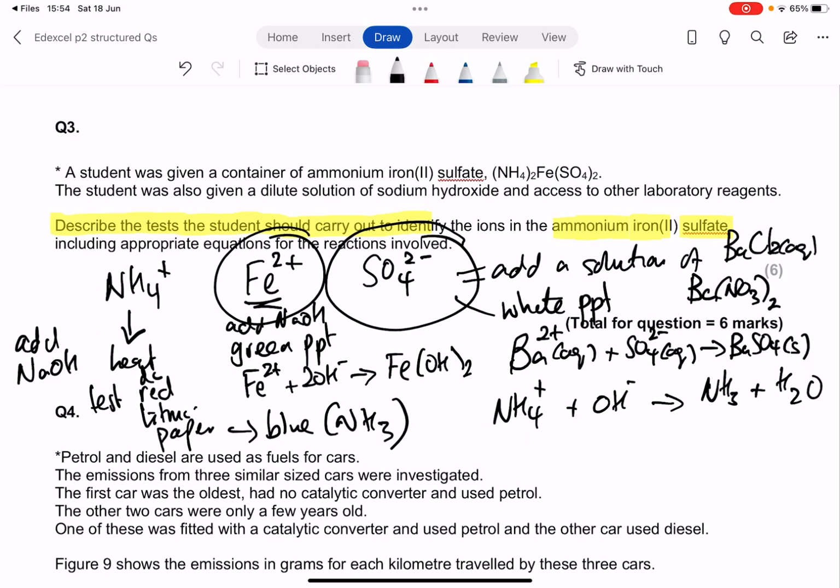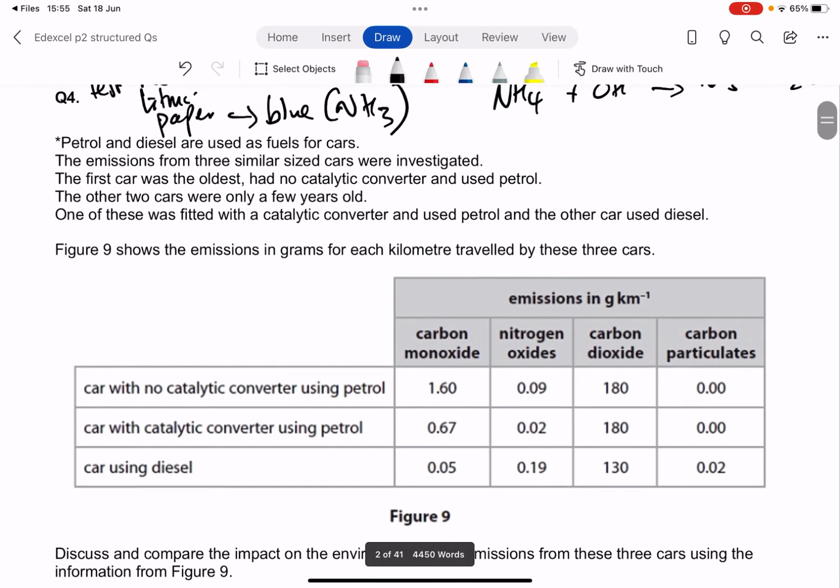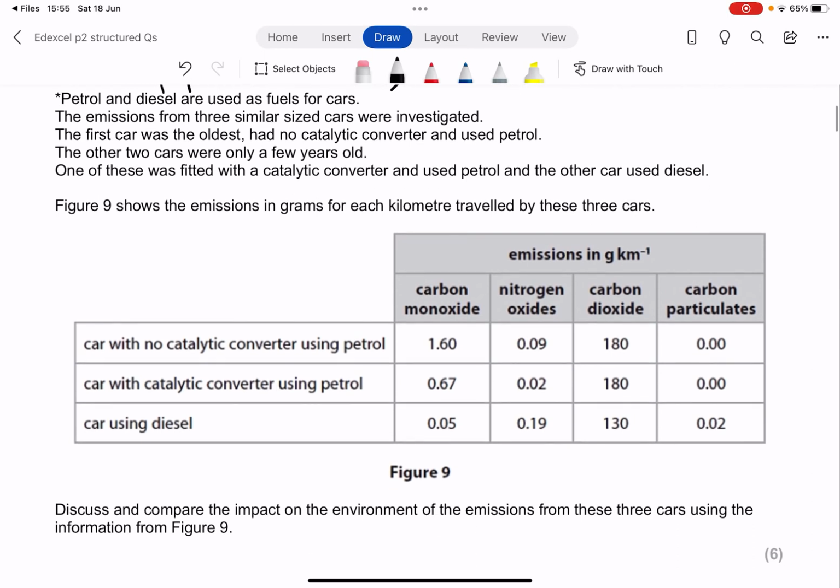I'm really convinced that there will be a question on ion tests, anions and cations. Okay, right. So that's another type of question, and you will see later on that there are some repeats of these questions. Next question I'm looking at is: petrol and diesel are used as fuels for cars.